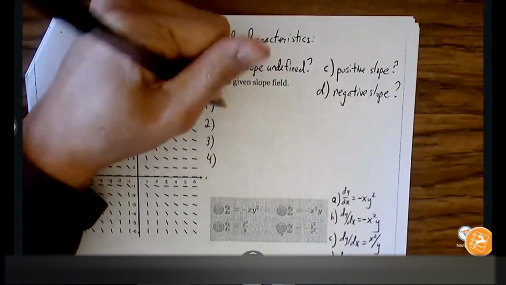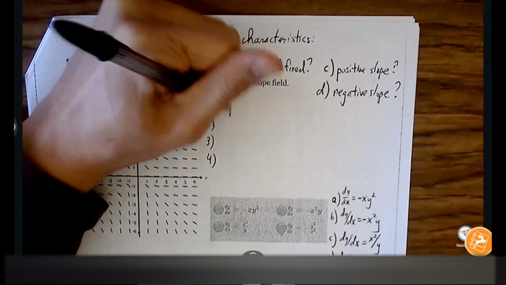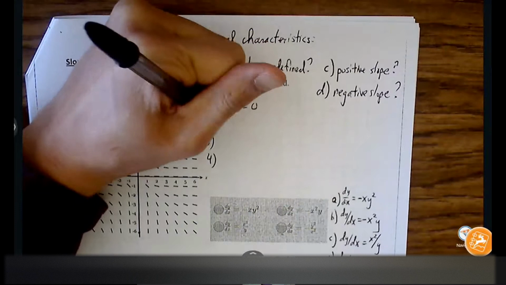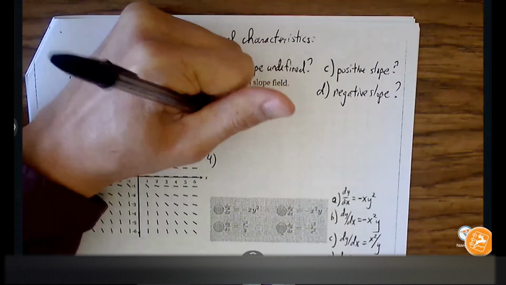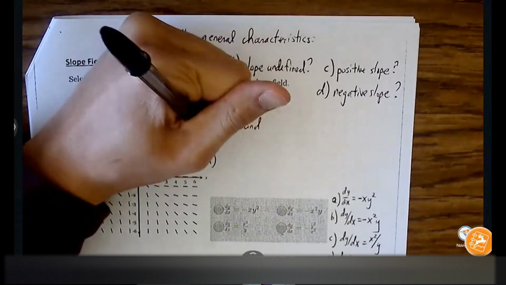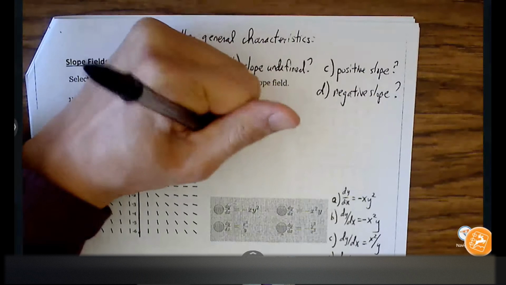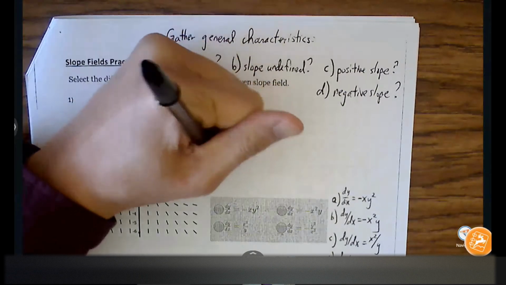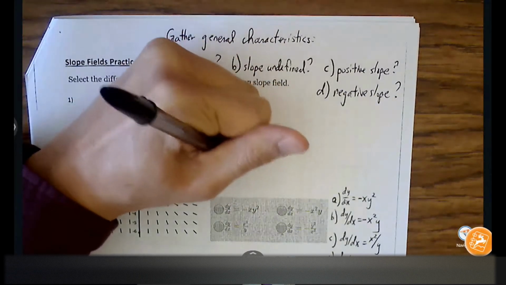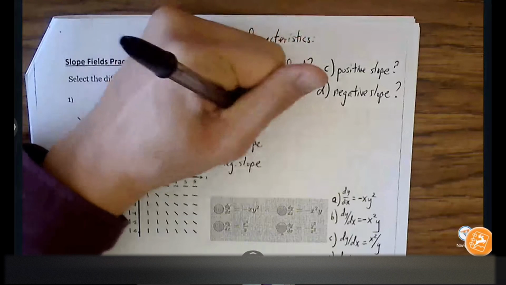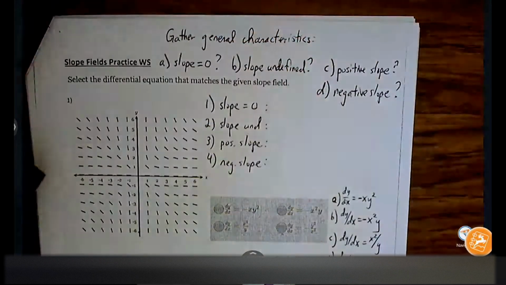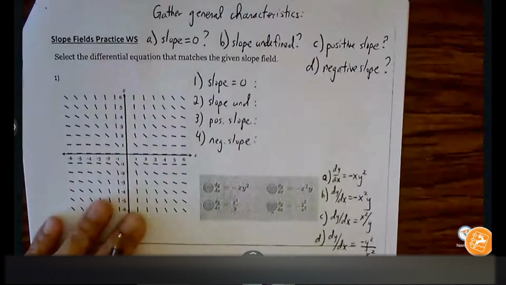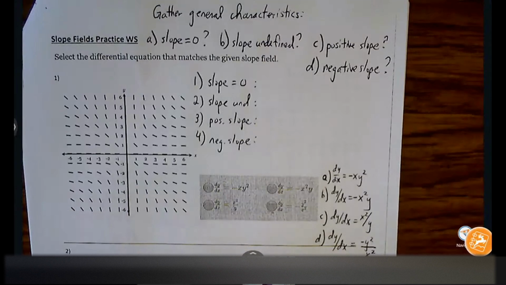Listing out characteristics here: slope 0, slope undefined, positive slope, and negative slope. Now, you may not have to go through and look for it every time for every one of these, but I just want to give you some guidelines to help you gather information, organize, and quickly get to the answers. So let's start off with slope 0.